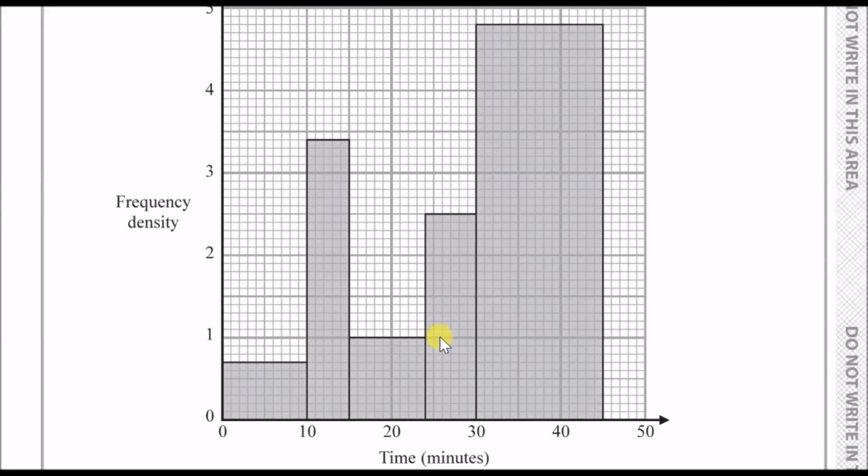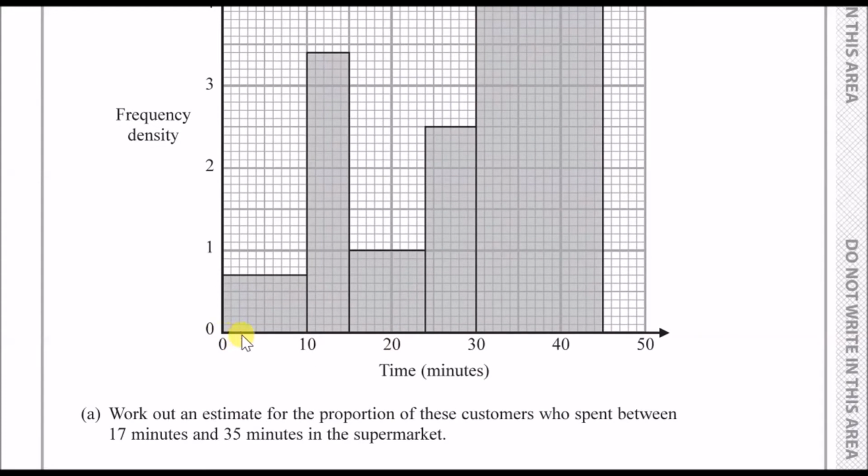So for the first block, for example, we can see that the width here is 10, and the height here is about 0.7, yeah? So we can say that the area of the block, which is just like a rectangle, is 10 times 0.7, which is just 7. For the next one, we can see that the width is 5 and the height is 3.4, yeah? This means that 5 times 3.4 is going to give us 17. So that's the area of this block.